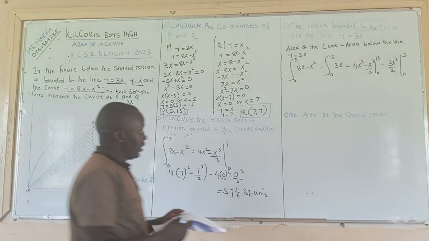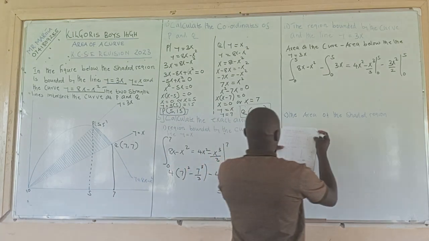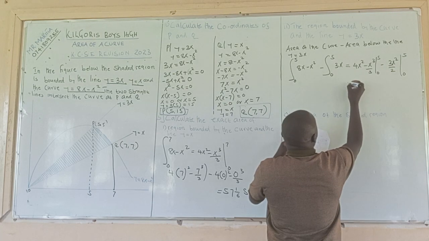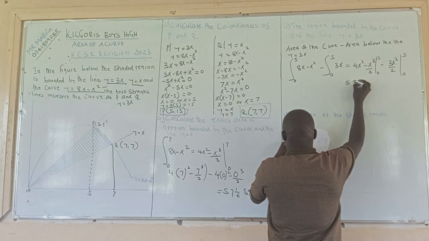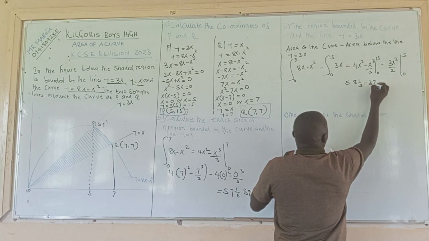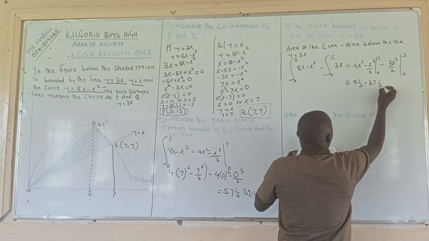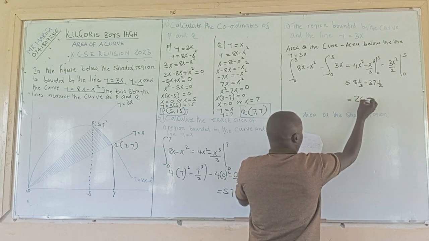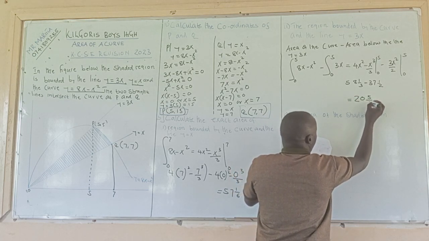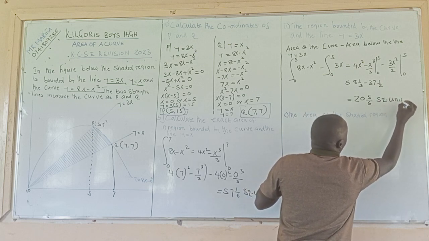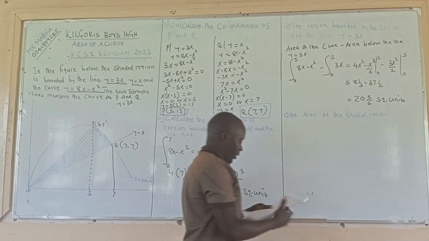And if you calculate that one, you simplify this side, you will get 58 and 1 over 3, minus 37.5. So that area is equal to 20 and 5 over 6 square units.